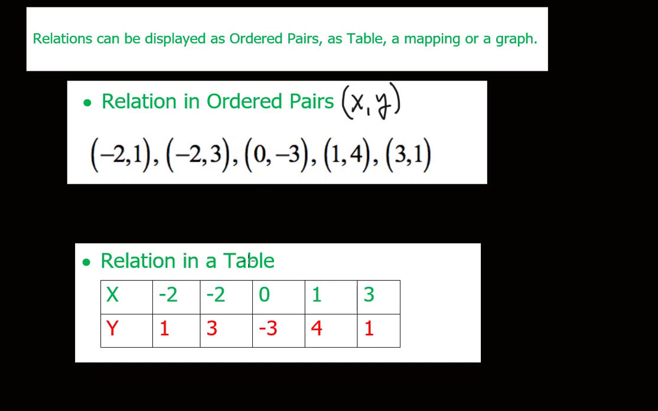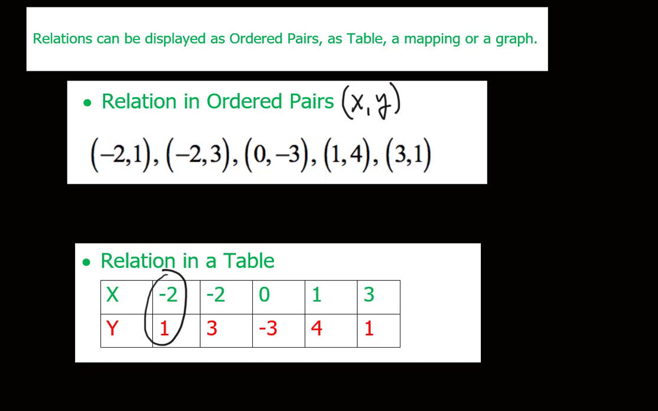So how do we display it in a table? We can display it in a table in a horizontal way, or we can display it in a vertical way. Either will be the same. Always you will have x and y. The x values are the green ones and the y values are the red ones. You can see that -2 associates to 1 and -2 associates to 3. We're just representing the ordered pairs in a table. The values might be different, but it's the same display.